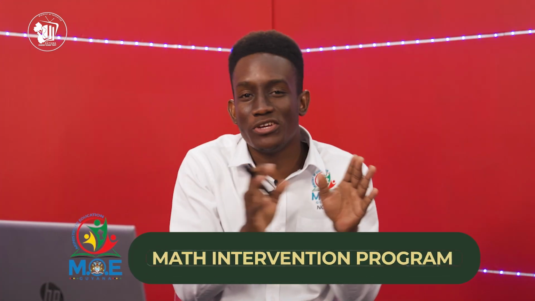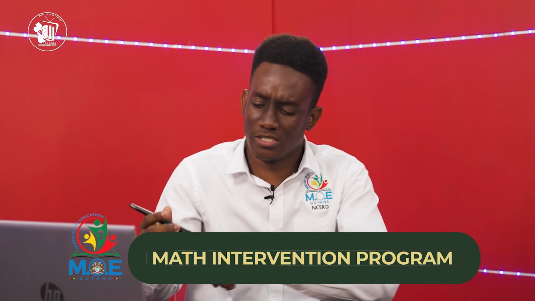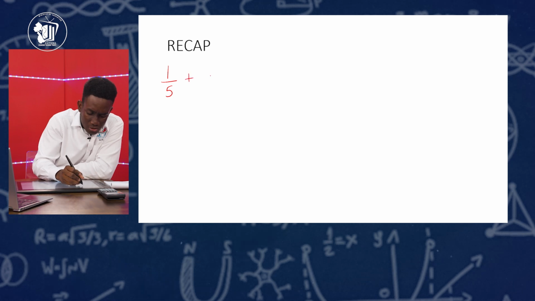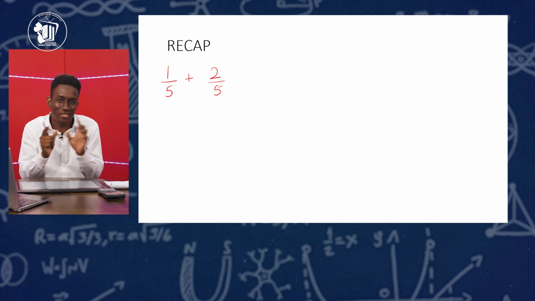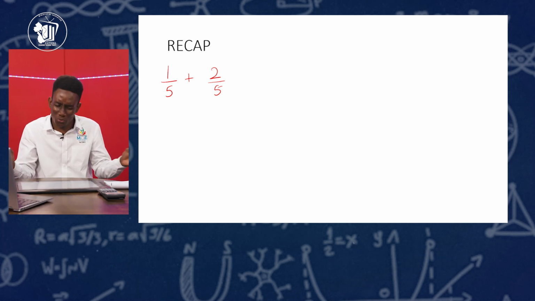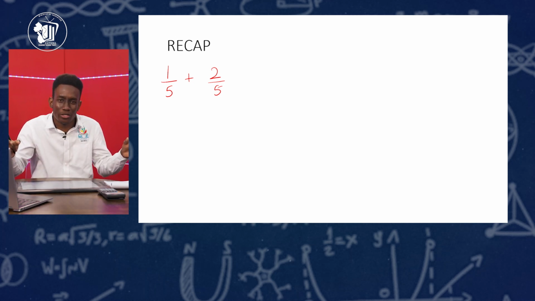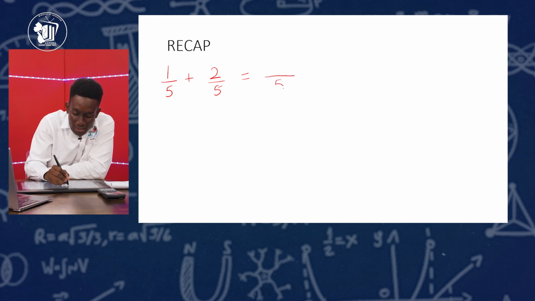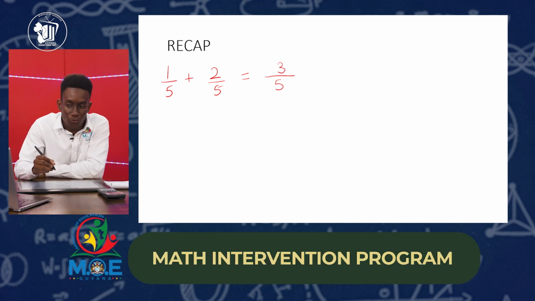Of course, let's recap what you already know about fractions. Forget about algebraic fractions. Let's just focus on normal fractions. Let's say we have 1 over 5 plus 2 over 5. We know when we're adding fractions and the denominators are the same, we simply put back the denominator and we just add the numerators, the numbers at the top. In this case, 1 over 5 plus 2 over 5, the denominators are the same, so we put back the denominator, which is 5, and we add the 1 plus the 2, which gives you 3 over 5.